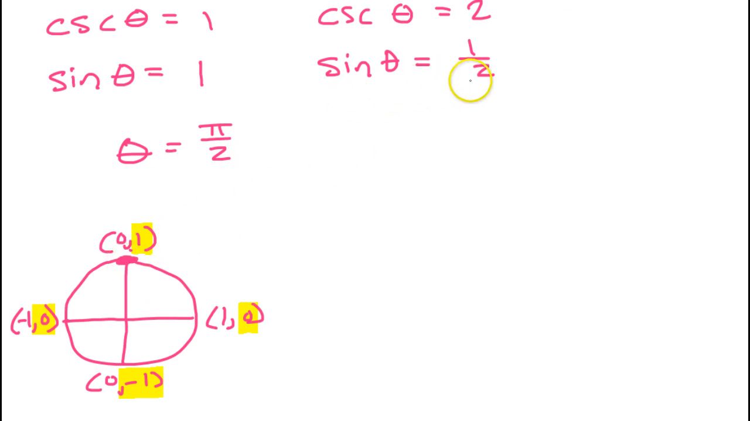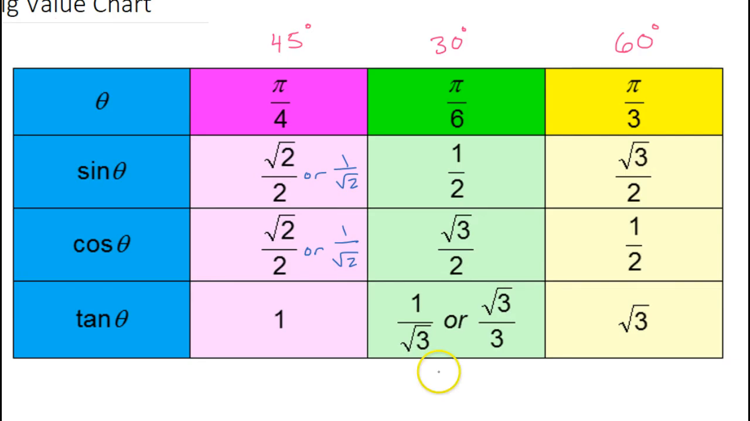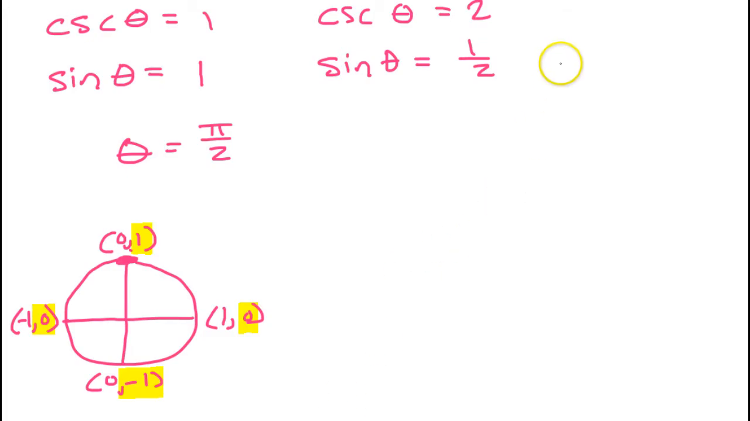Alright, now let's look at this. This is on the chart. Sine of what angle is 1/2? Right here, sine of pi over 6 is 1/2. So that tells me the reference angle. That doesn't mean the answer is just simply pi over 6. That tells me that the reference angle is pi over 6. But there's a little bit more to it than that.